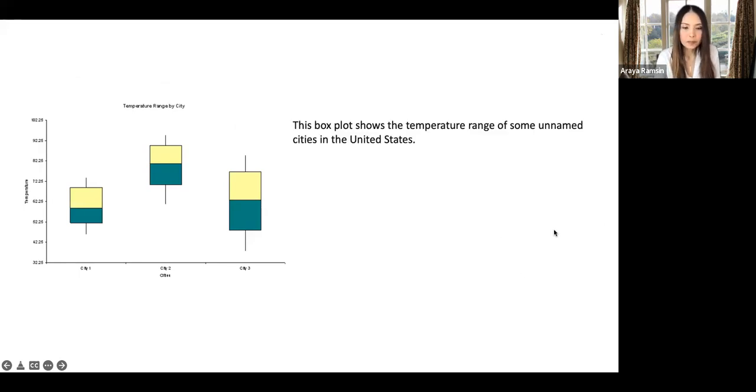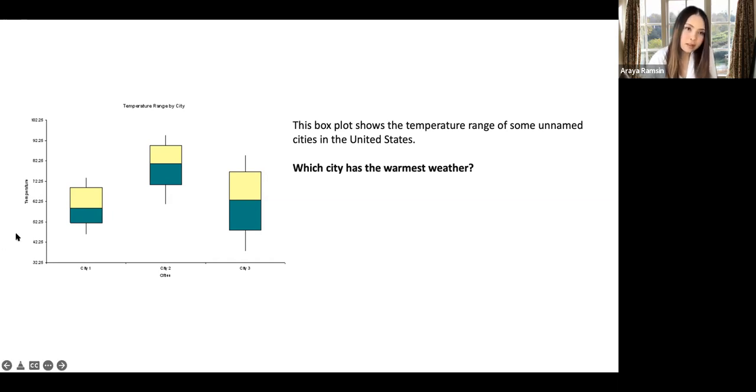This box plot shows the temperature range of unnamed cities in the United States. We don't have the names of the cities. We just have city 1, city 2, city 3. Now I have two questions. Based on the information displayed in the box plot here, which city has the warmest weather?